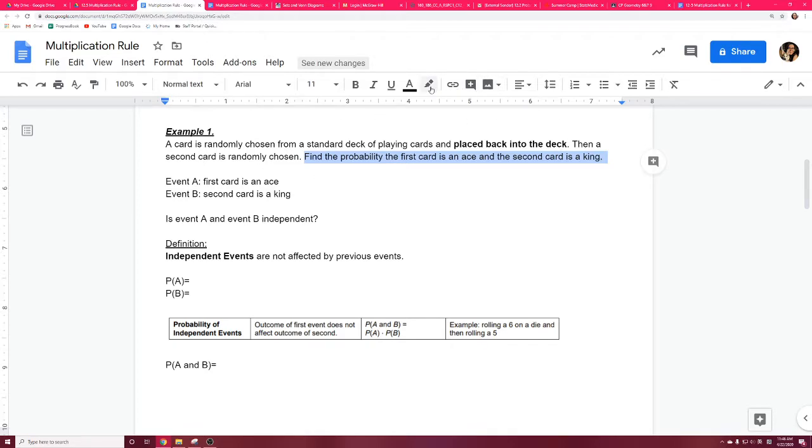So over here, as you can see, we have two events. Event 1 is the first card is the ace. So event A, we said the first card is the ace. That's how you define event A. Event B is the second part: the second card is the king. So the first definition we want to introduce here is independent. I ask you, are event A and event B independent? So what is independent?